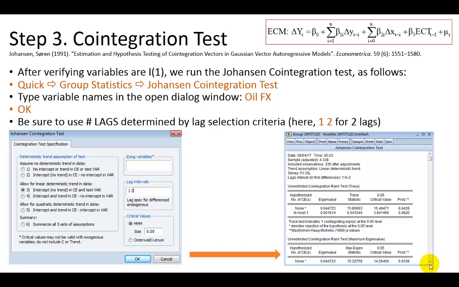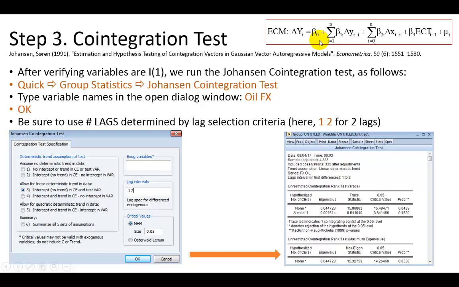Now recall that when time series are integrated of the same order, as in the example of this presentation, I(1), we can proceed to run the Johansen test of cointegration to check if the variables have a long-run relationship using the system model that you see right here.